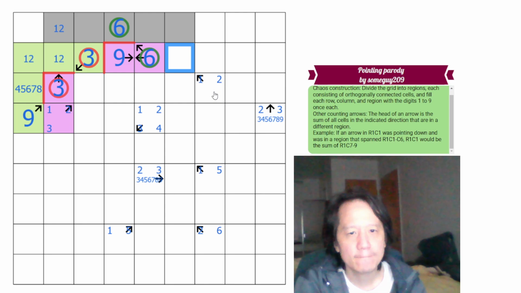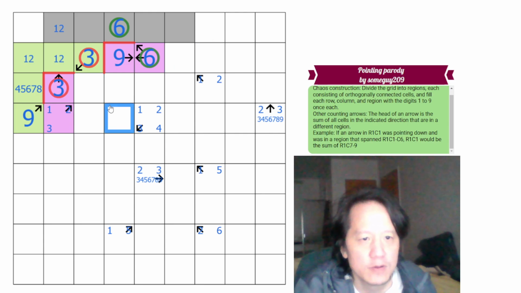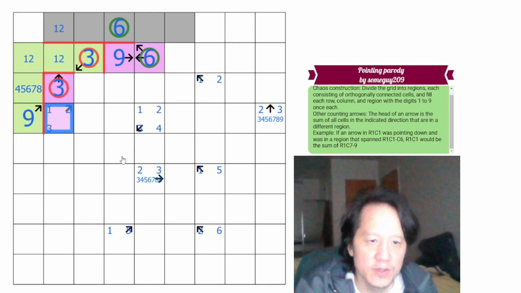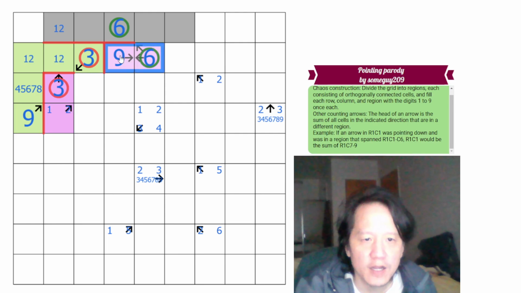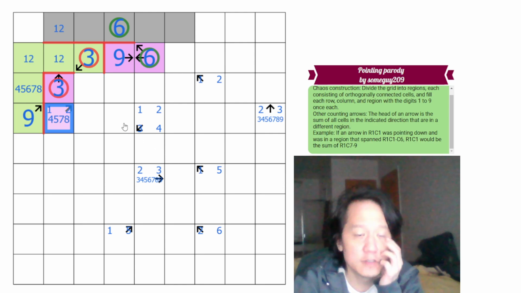The pink has 2 other cells here, and then also there's 2 other cells that are not part of pink. Probably gray is part of it. We don't know. Okay, so then this is a boundary. This is a boundary, obviously. This is 1 or 2, and it cannot be 3, 6, or 9. It cannot be 1 or 2. So this is 4, 5, 7, or 8.